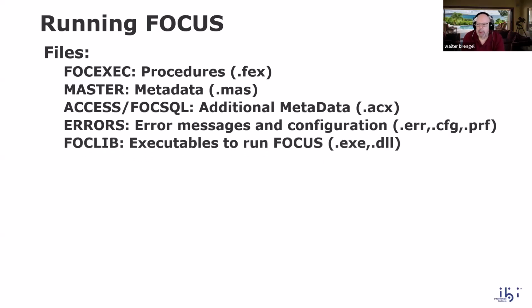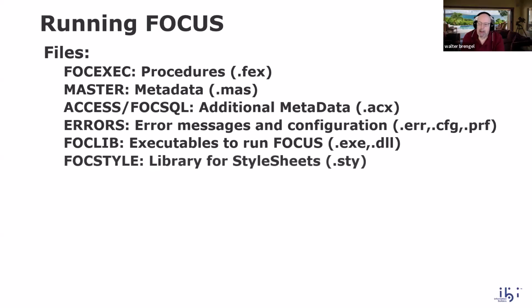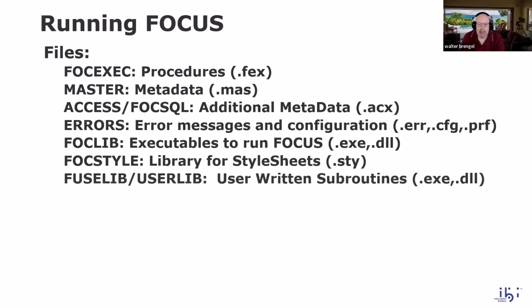FocLib are executables. It would be similar to an exe file or a DLL file. FocStyle would have your style sheets. FuseLib, UserLib are all your written subroutines. We used to ship them. Most of everything now in the 7.7 world is shipped under FocLib. But because you might have JCL or CLIST already established that still reference FuseLib, UserLib, then we make sure that we have the alias pointing to foclib.load so that your old code will still run.